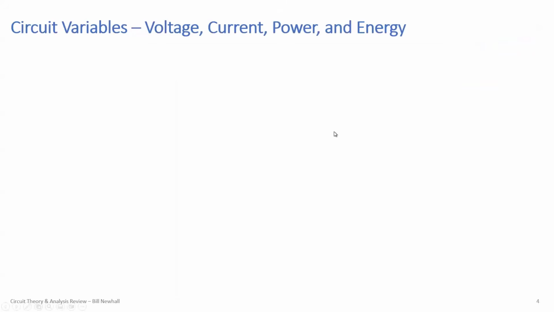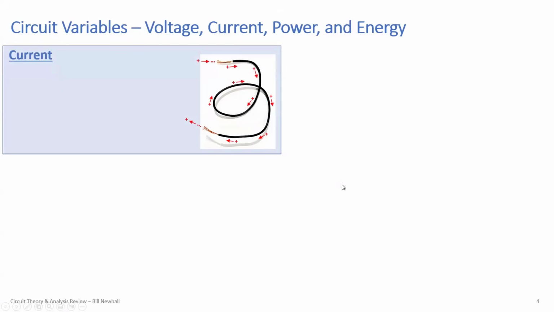Okay, so let's talk about circuit variables. You remember this from intro to circuits: voltage, current, power, and energy. So current is the flow of charge. Current describes the rate of positive charge flow. We in electrical engineering like to talk about positive charge flow. Physicists like to talk about negative charge flow, electron flow. We just choose to talk about positive charge flow.